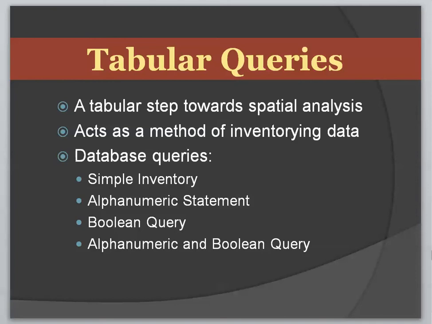And so now, everybody, what do we do with all these attributes? Welcome to Tabular Queries, and this is a workhorse of GIS. Tabular steps towards spatial analysis. Quite often, tabular queries are a precursor to spatial analysis, because you've got to know what you're going to be comparing with when it comes to relationships in space. It's a method of inventorying data. You simply want to know, tell me about the stuff within the attribute table. What qualities do certain things have? That's actually a pretty powerful thing to do.